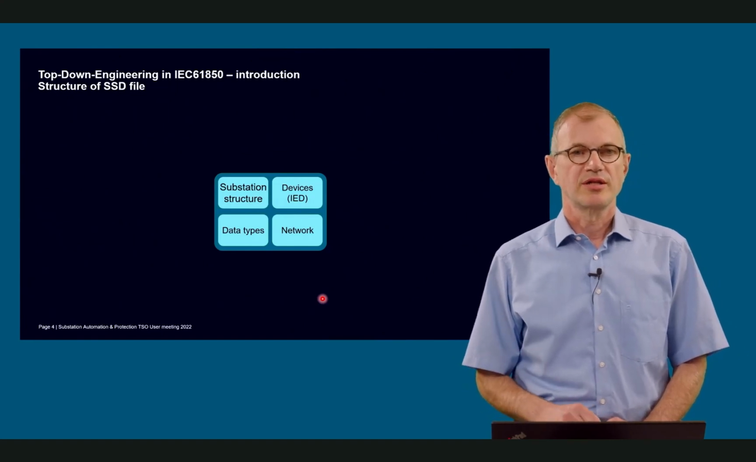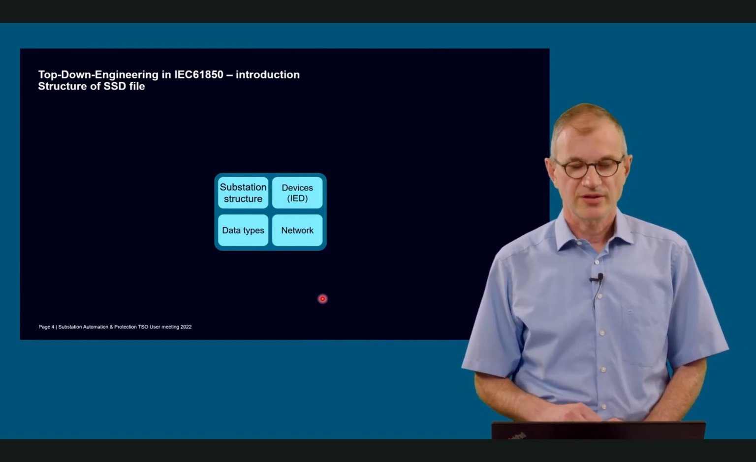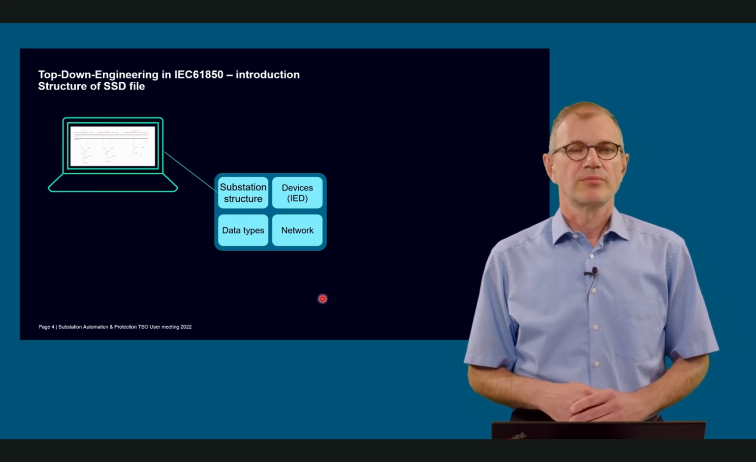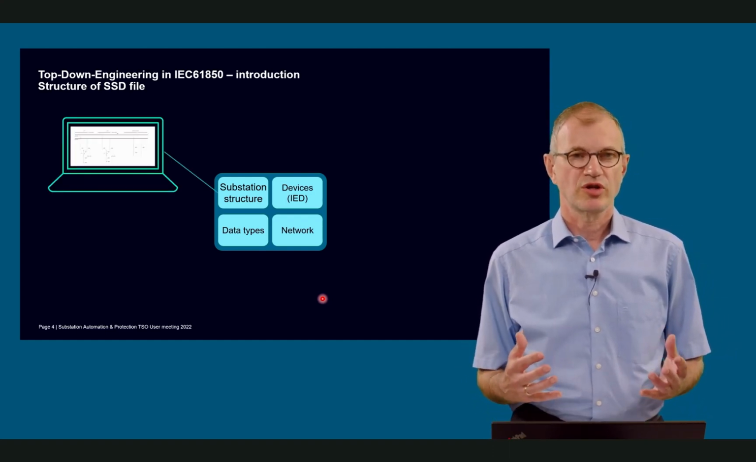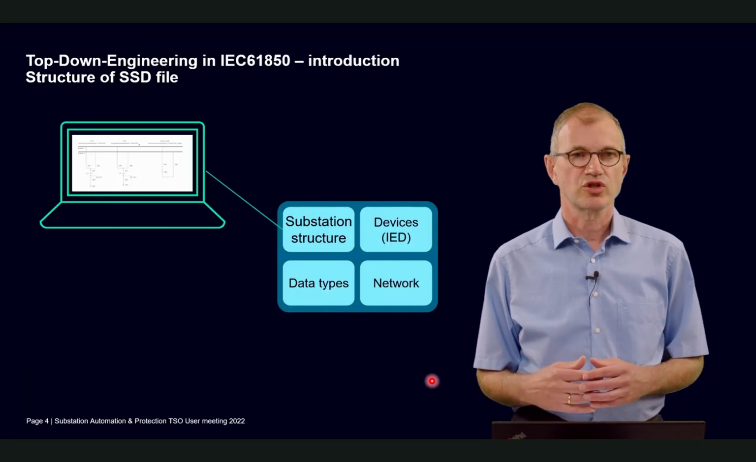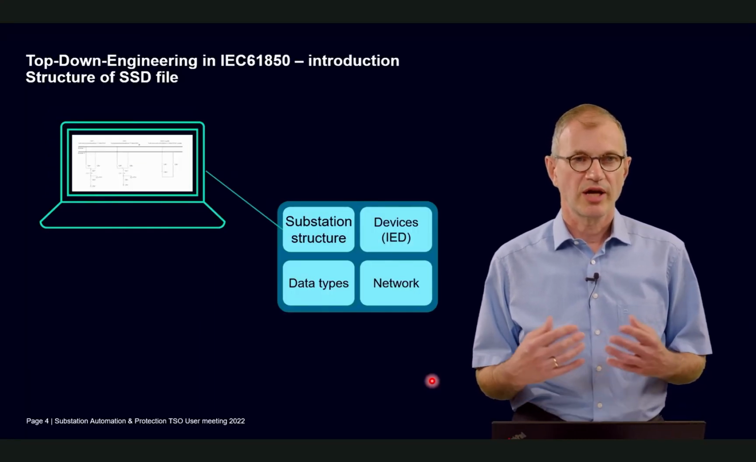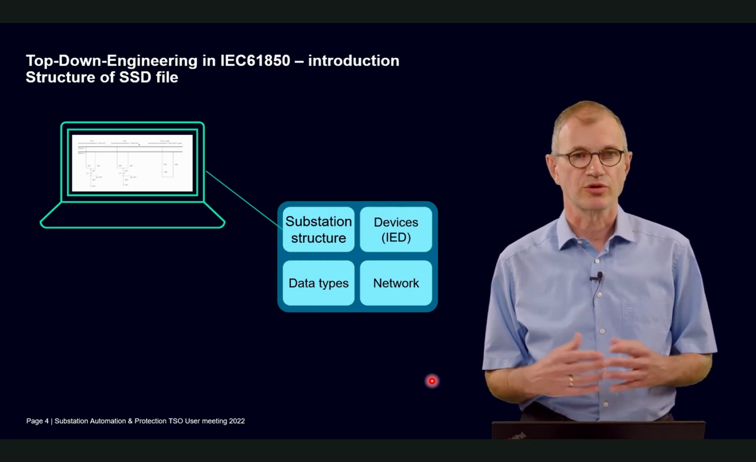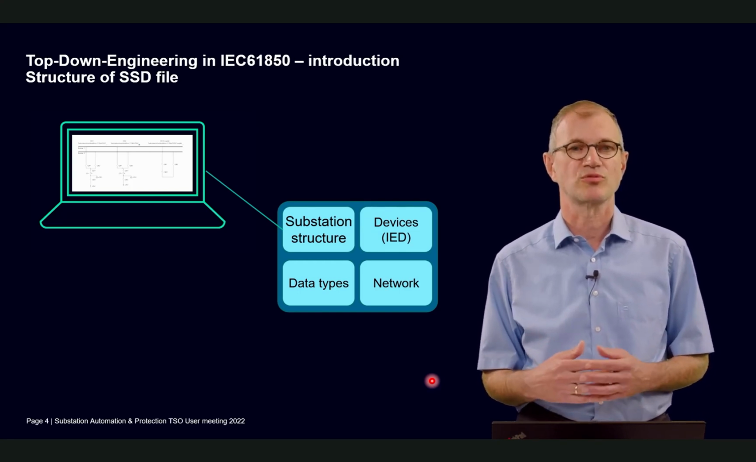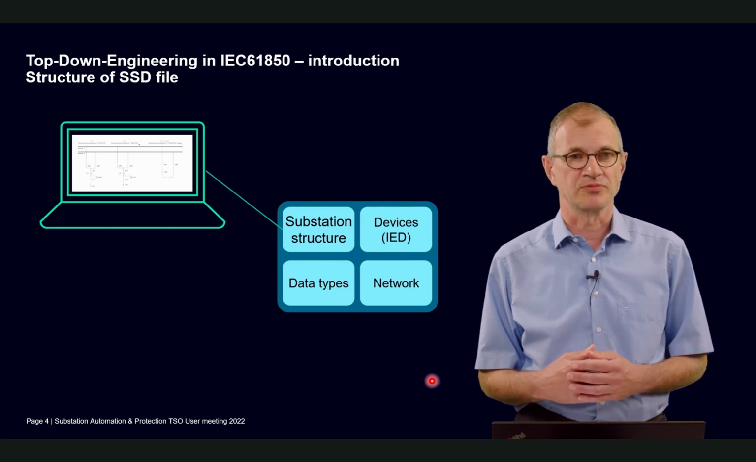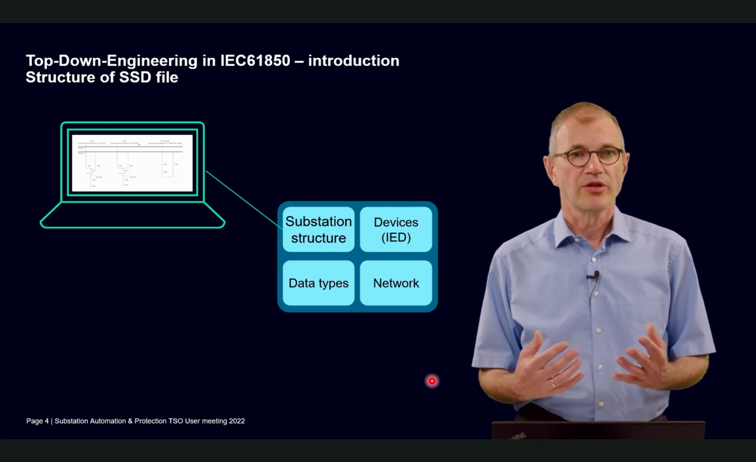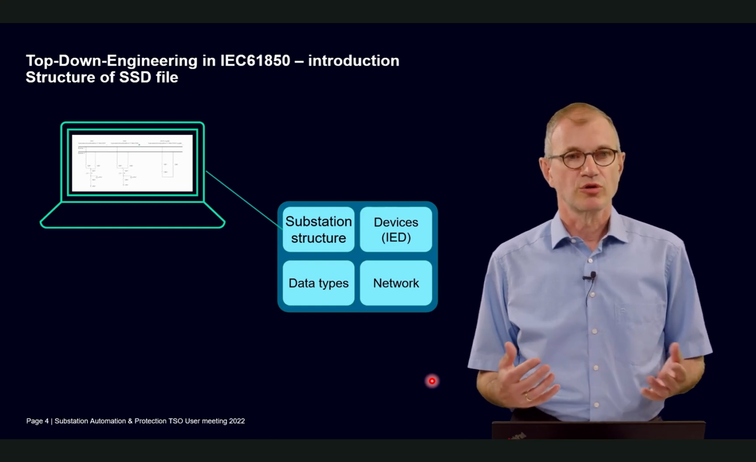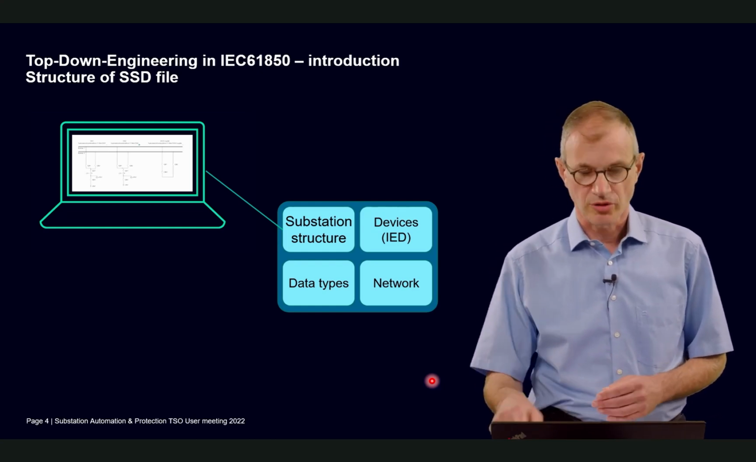Let's look a little deeper onto these 4 parts of such an SSD file. The substation structure contains the topology. You can visualize this. This is a small screenshot from a tool where I created a simple example with 3 bays. So you see here a double busbar system, 2 feeders, a coupler, some protection functionality. This is the basis where you start to define your substation, including protection functions already.